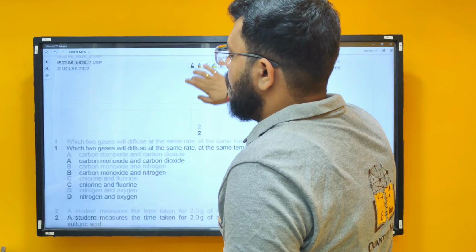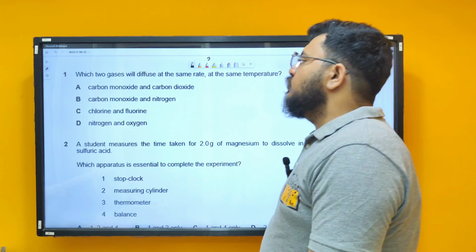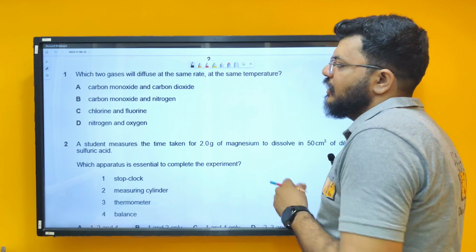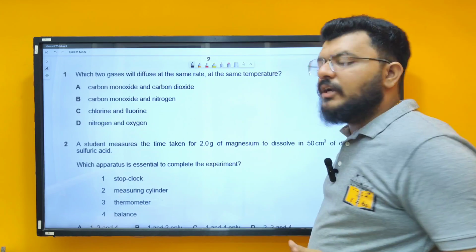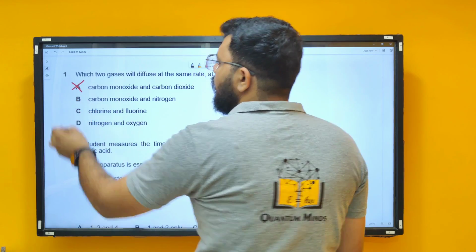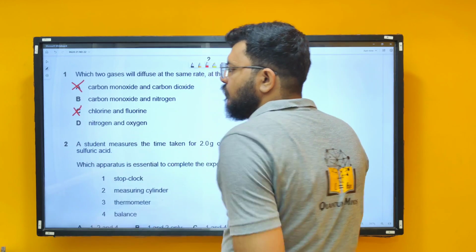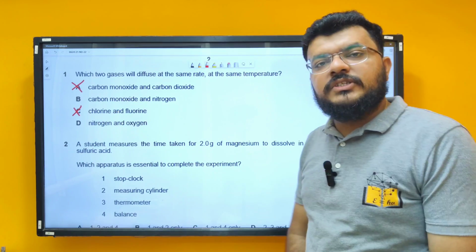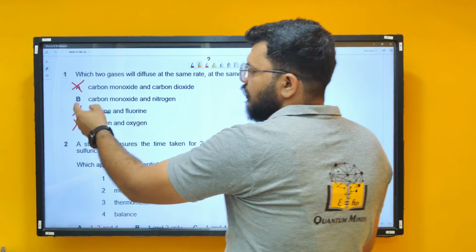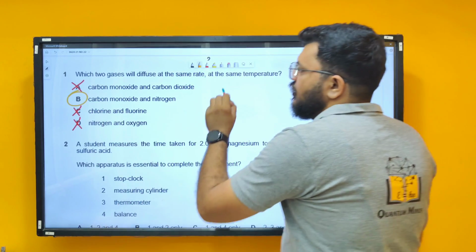Okay, so we have the first question. It says, which two gases will diffuse at the same rate at the same temperature? Gases that have the same mass are going to diffuse at the same rate, given the temperature is the same. Carbon monoxide and carbon dioxide will not have the same mass, right? Chlorine and fluorine do not have the same mass. I'm going to check carbon monoxide and nitrogen. Nitrogen and oxygen, no, they do not. By the method of elimination, the answer is already B, but let's check it once.